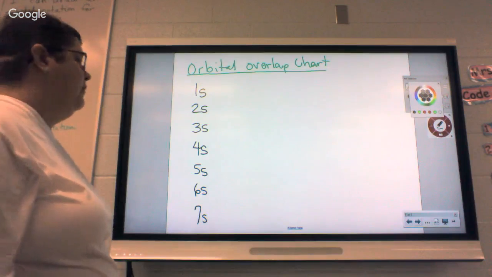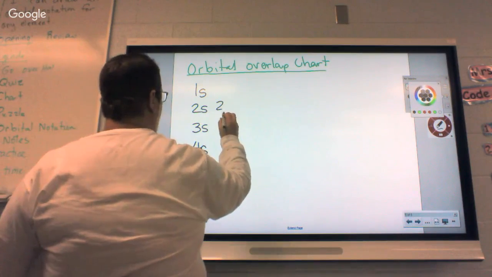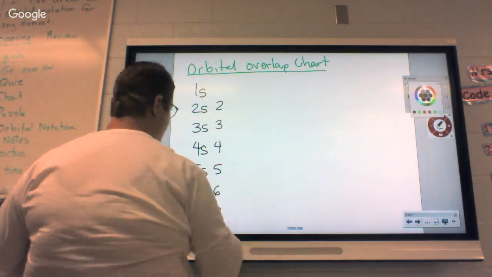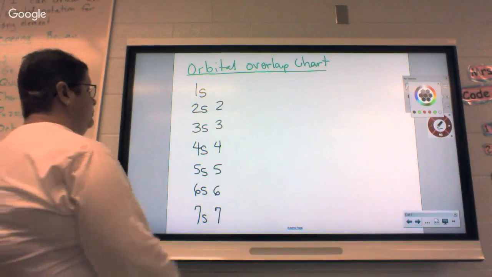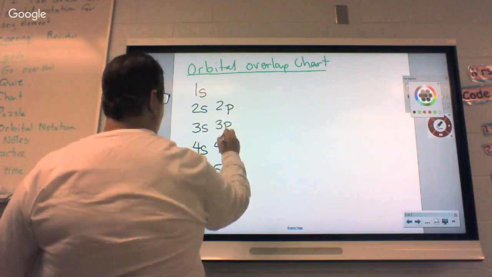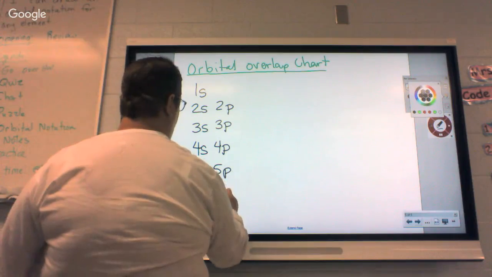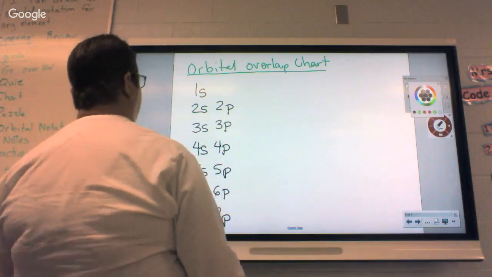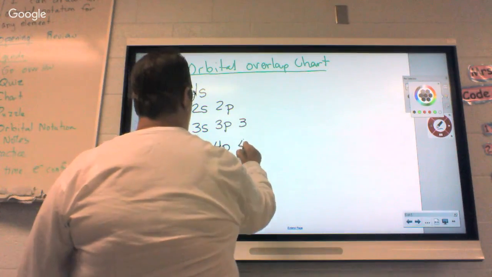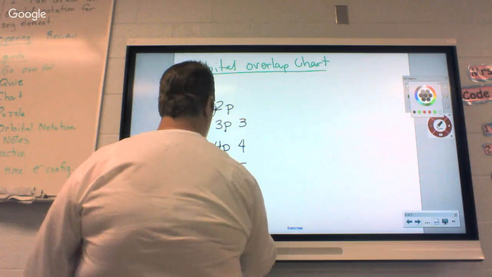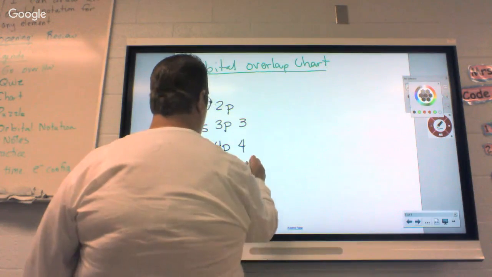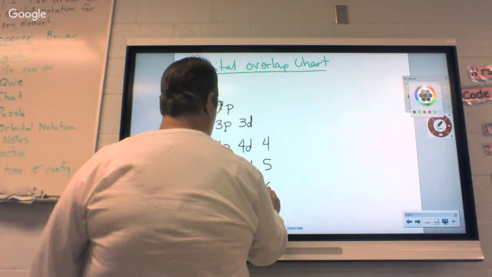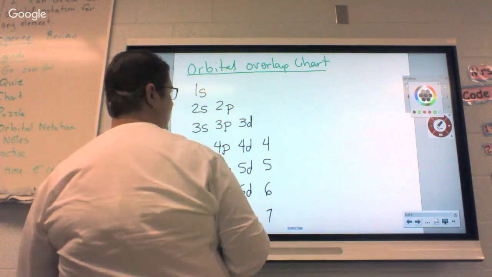S is beside them all. The next column starts with 2. And what is the second sublevel? I'm going to put a P beside all of these. Now this works much better when you do it for the test on lined notebook paper. All right, the third column is going to start with what number? And what's the third sublevel? And what's the last sublevel?